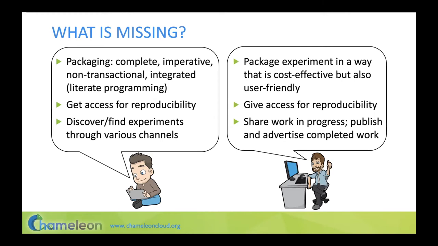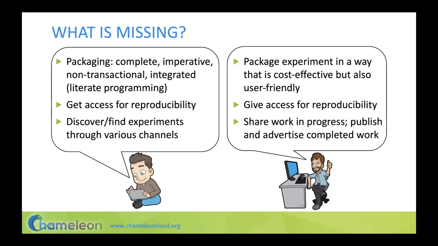Now, from the perspective of somebody who's packaging the experiment, you need to package the experiment in such a way that users like it, right? So all the properties that you have on the left, but there's another property that from the perspective of the provider is very important, which is that it's cost effective, right? Preferably as a side effect of something that you're already doing. So all these images, environments available via images, that's a very good thing. You need to be able to give users access for reproducibility of your experiments. And then you need to be able to share the work in progress with your collaborators, perhaps. And when you're done, you need some way to publish that digital artifact that is your experiment.